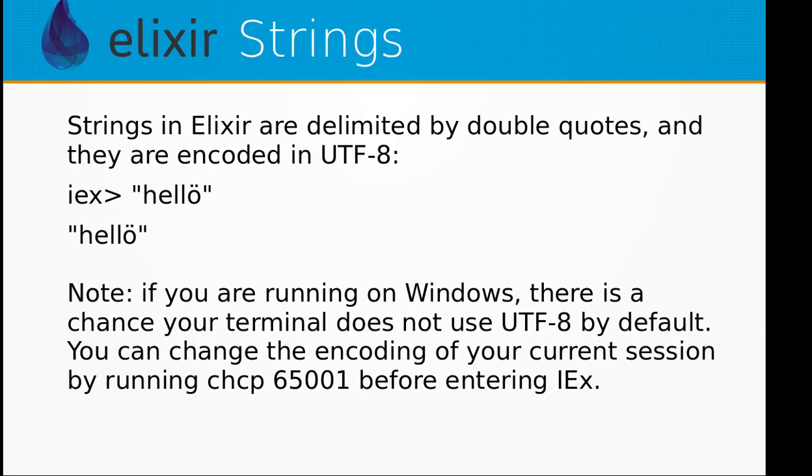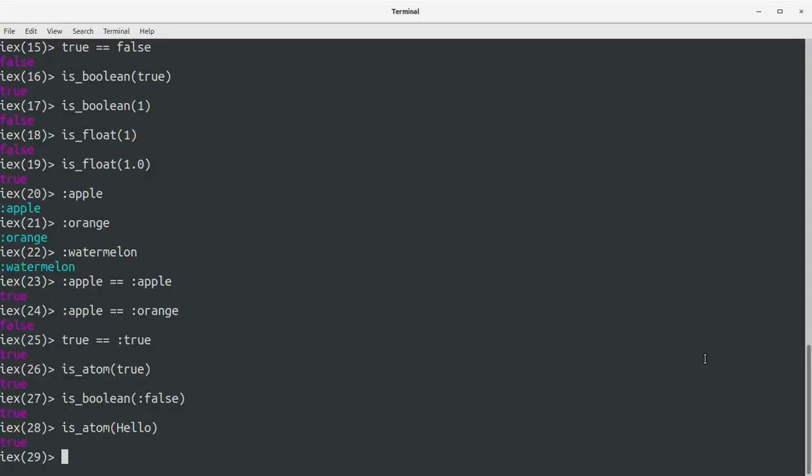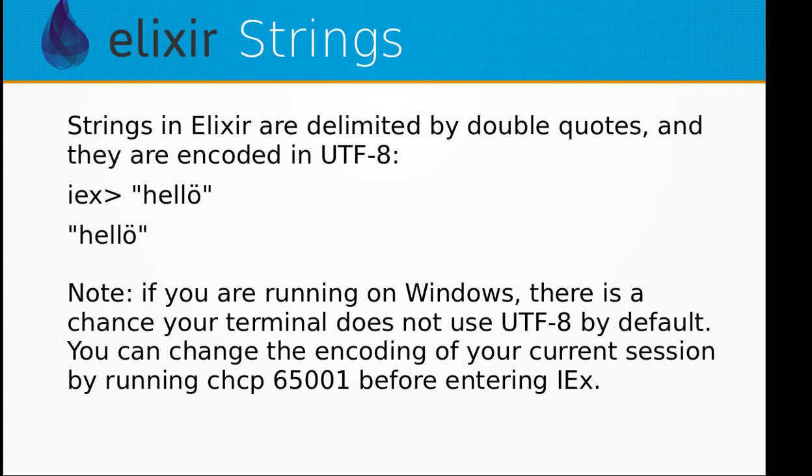Let's look at strings. Strings in Elixir are delimited by double quotes and they are encoded in UTF-8. So if I type in "hello", I get "hello". Note, if you're running on Windows, there is a chance your terminal does not use UTF-8 by default. You can change the encoding of your current session by running chcp 65001 before entering IEx.